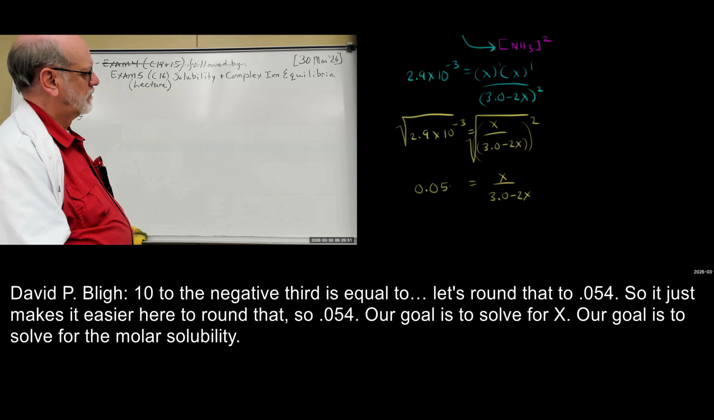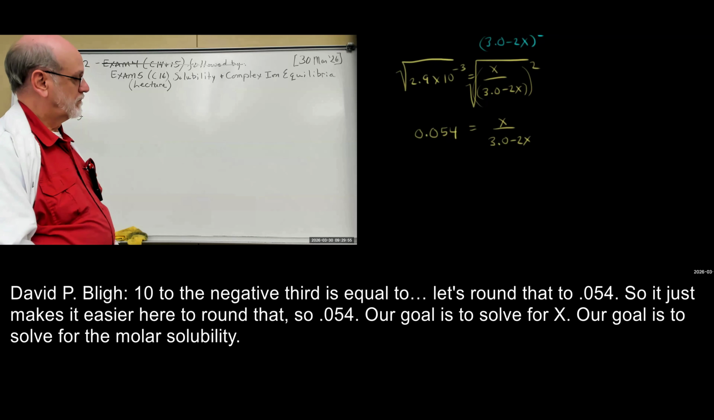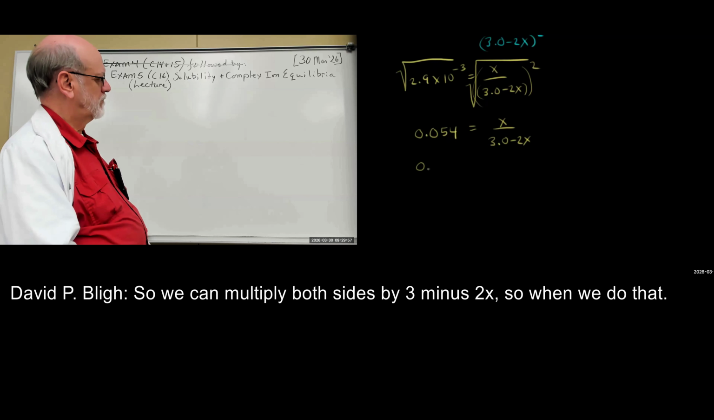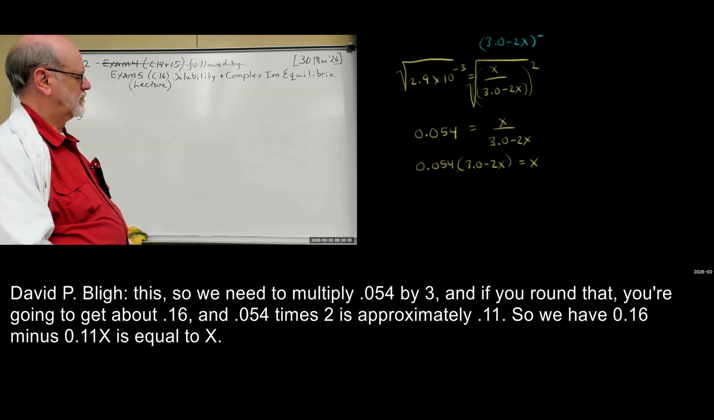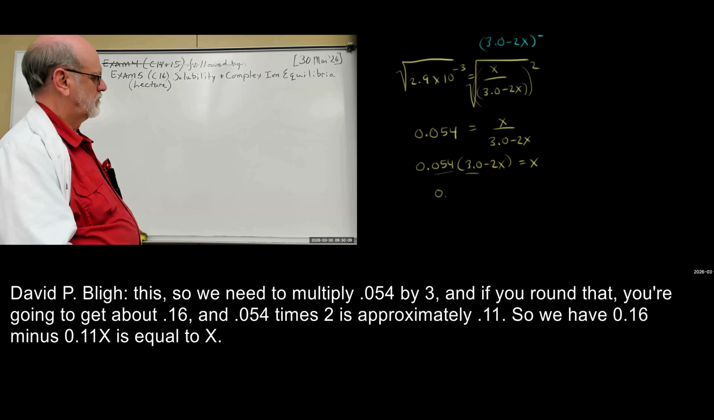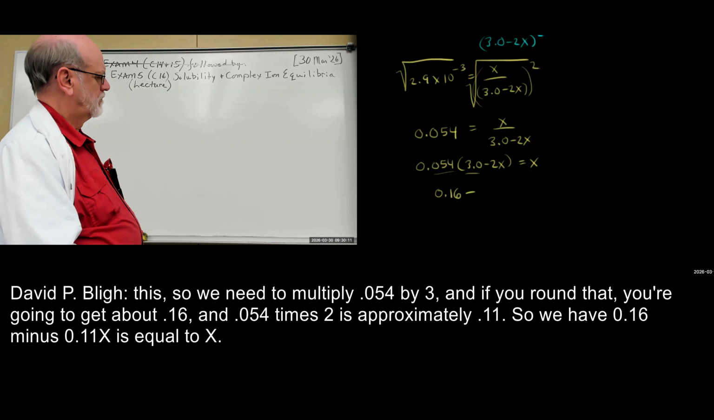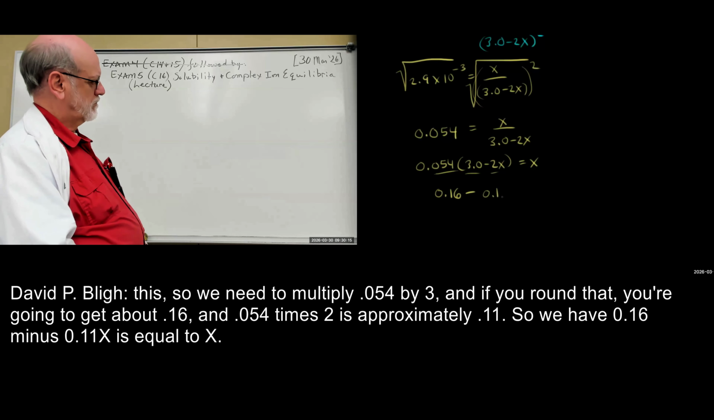So 0.054. Our goal is to solve for x. Our goal is to solve for the molar solubility. So we can multiply both sides by 3 minus 2x. So when we do that, right, we would have this. So we need to multiply 0.054 by 3, and if you round that, you're going to get about 0.16, and 0.054 times 2 is approximately 0.11.